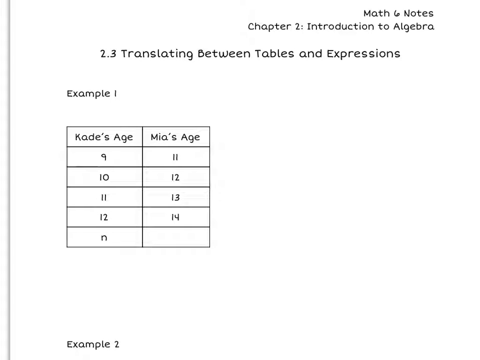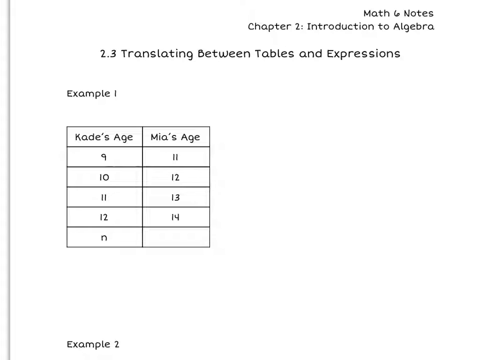All right, so section 3 of chapter 2, translating between tables and expressions. I've got a couple examples there just to start off. I've got Cade and Maya on there, and no, they're not those ages. But when Cade is 9, Maya will be 11. When Cade is 10, Maya will be 12. When Cade is 11, Maya will be 13. When Cade is 12, Maya will be 14. Pretty simple. If Cade was 13, how old would Maya be?